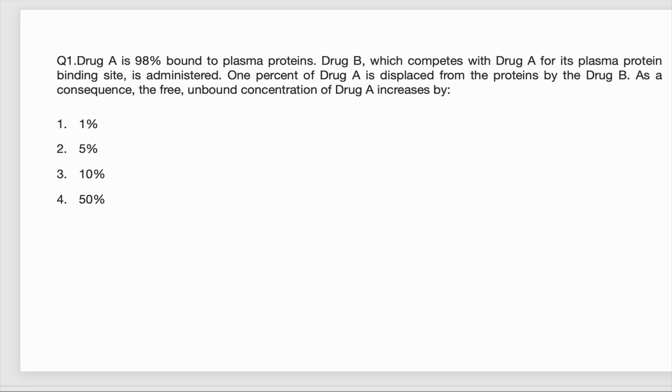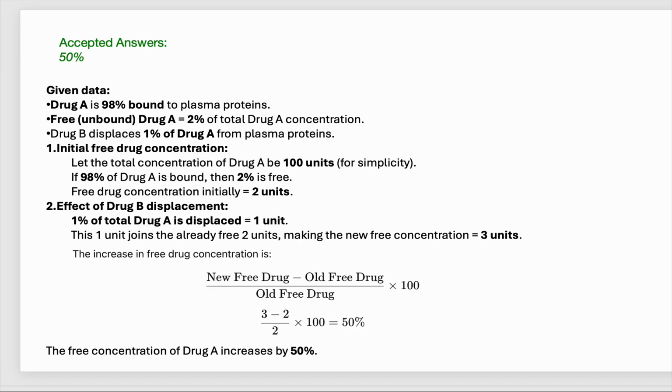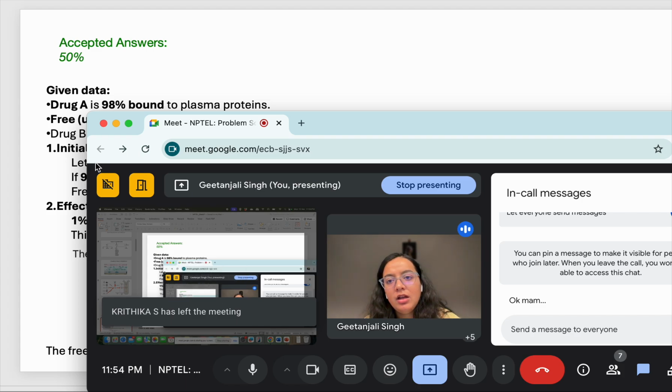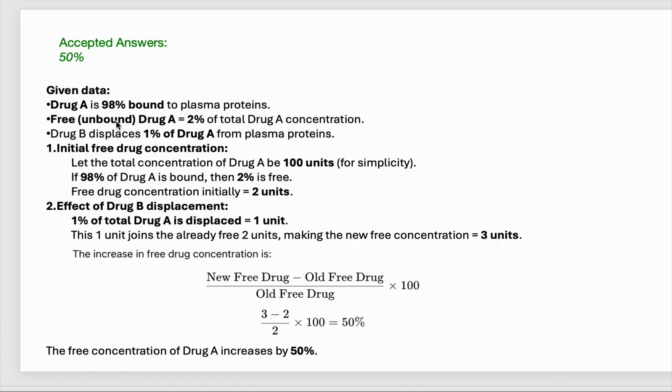So let's see how we can solve it. The data that we are given is there. You have already been given the answer, I guess. Let me see, is there any question? No. Okay, you have already been given the answer. Let me show you how we got to that point. They say 98% of drug A is bound to the plasma protein. That would imply that 2% of drug A is free.